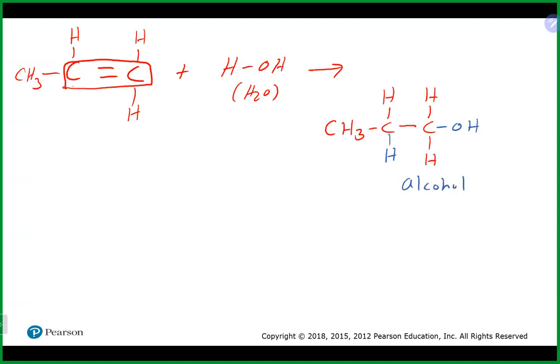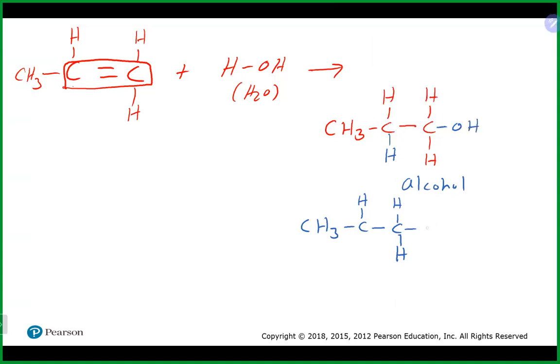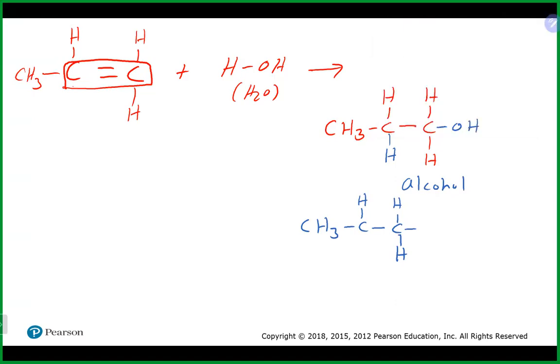Now, the other option would have been if I redraw this exactly the way it looks, once again turning my double bond into a single bond. Now in this case, I can put my H over here and my OH over here, which comes from my water. So that is your other option.